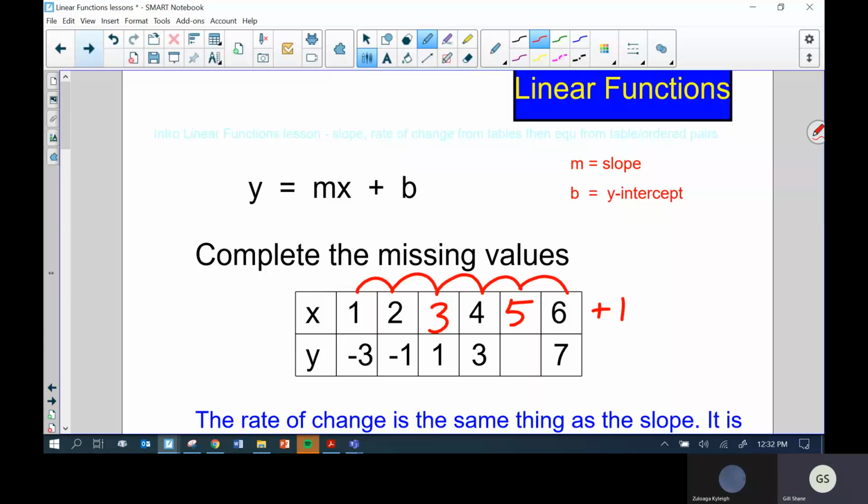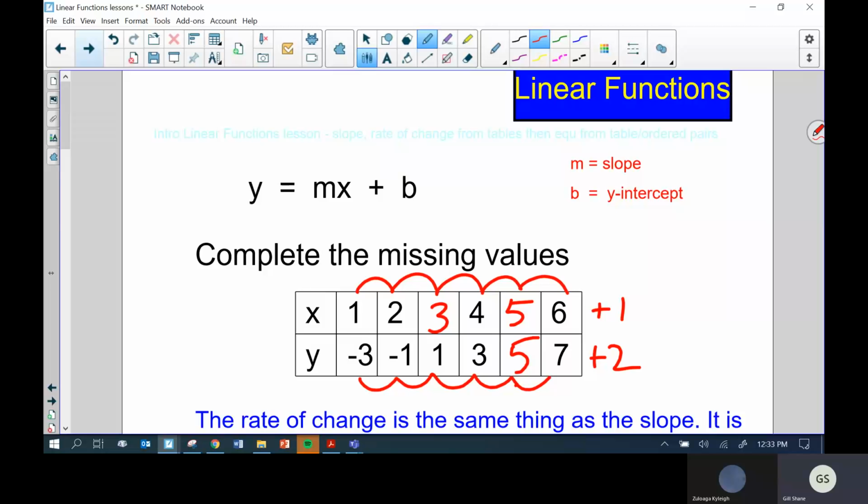What's the pattern from here to here? Well, I went up by 2. So that means I go up by 2 here. So 5. So now you'd go back and just make sure it's the same pattern. Every time you go up, are you going up by 2? Well, yeah, you are. You went up by 2 every single time.